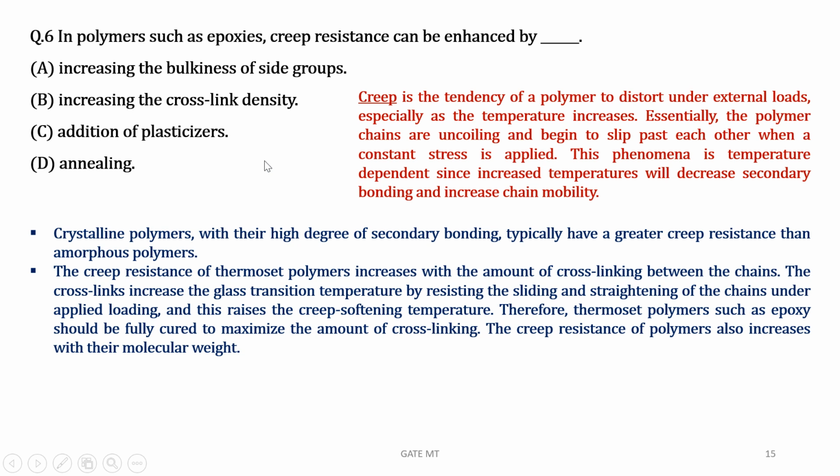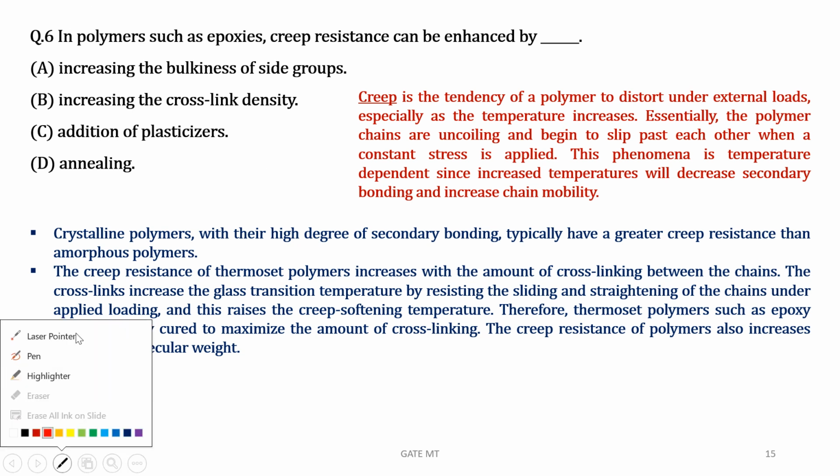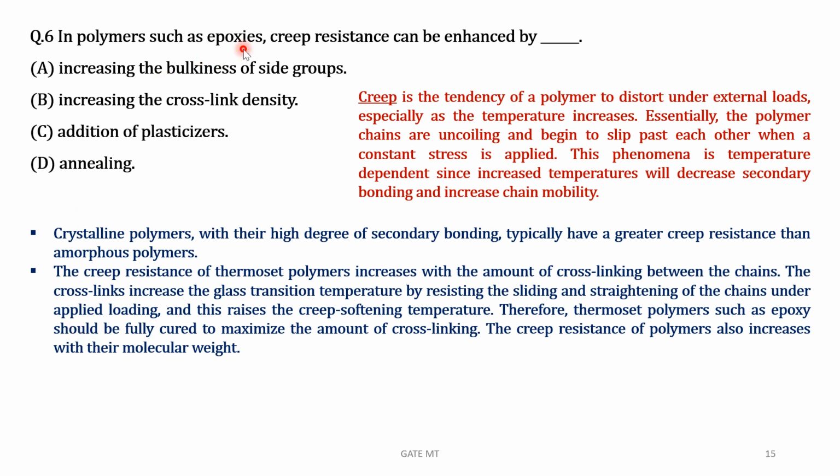So what happens as we cure the material? The secondary bonding or the cross-linking between the chains increases, right? Therefore, when we are increasing the curing, the creep resistance of such materials increases. Also, one other point is that for thermoset polymers, creep resistance increases with their molecular weight. So if you see the options here, now we realize that epoxy is a thermoset polymer and the answer will be increasing the cross-link density.